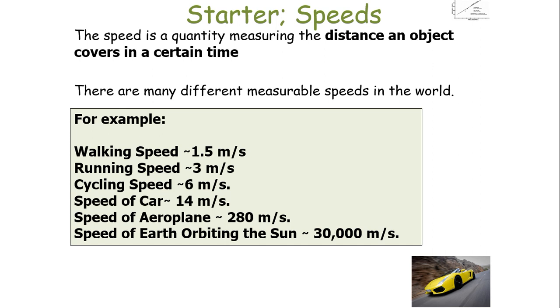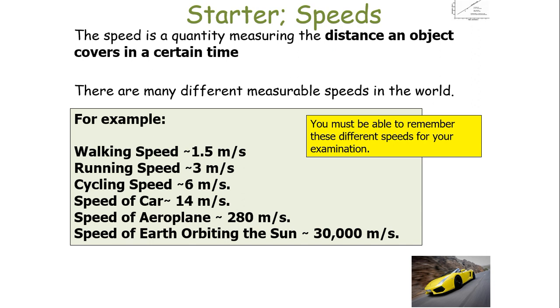Well, speed is a quantity measuring the distance an object covers in a certain time, and there are many measurable speeds in the world. So, for example, the walking speed of a human typically is 1.5 meters per second. The running speed of a human typically is 3 meters per second. The cycling speed of a human is approximately 6 meters per second. The speed of a car is approximately 14 meters per second. The speed of an aeroplane is about 280 meters per second, and the speed of the Earth orbiting the Sun is about 30,000 meters per second.